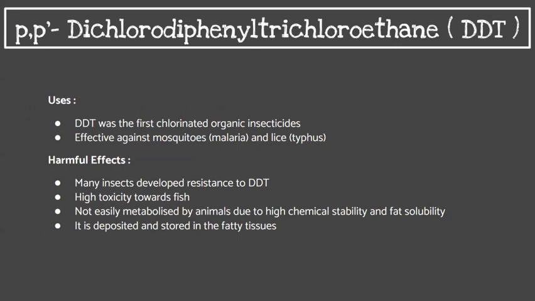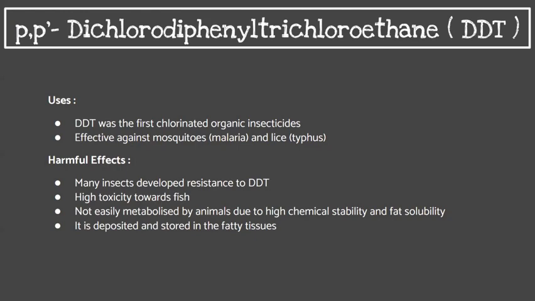DDT was the first chlorinated organic insecticide and is effective against mosquitoes, that is malaria, and lice, that is typhus. Harmful effects of DDT: many insects develop resistance to DDT, it is highly toxic to fish, and it is not easily metabolized by animals due to its high chemical stability and fat solubility, so it is deposited and stored in fatty tissues.